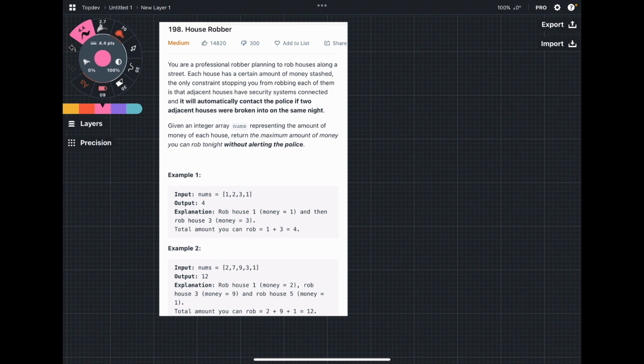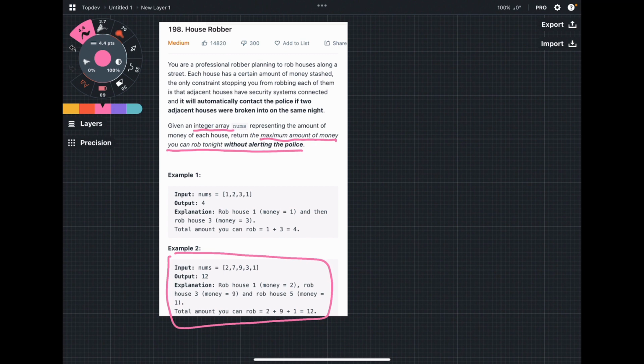Given an integer array nums representing the amount of money in each house. So we're given an array of numbers representing the amount of money in each house. Return the maximum amount of money that you can rob without alerting the police. And we have an example here, I'm looking at this one. We have 2, 7, 9, 3, and 1. And the output is going to be 12.